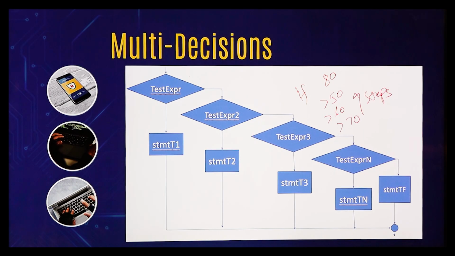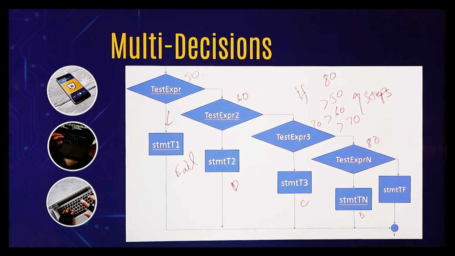So in the first decision, we would check whether the person had marks greater than 50. If they had marks greater than 50, then a certain statement would be checked if they had marks greater than 60. Similarly, if they had marks greater than 70, and if they had marks greater than 80. If the answer is false, then that person is fail. If the answer is false for this statement, then that person has a B grade. If the answer is false for this statement, then that person has a C grade. If the answer is false for this statement, then the person has B grade.